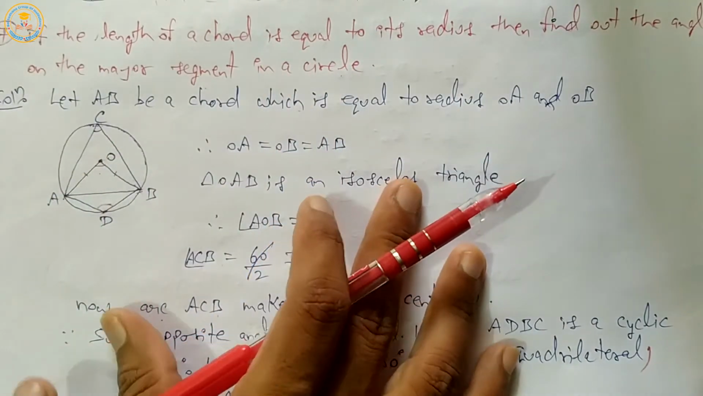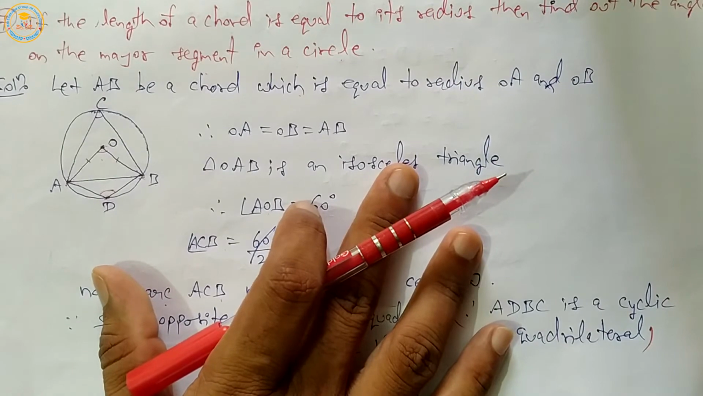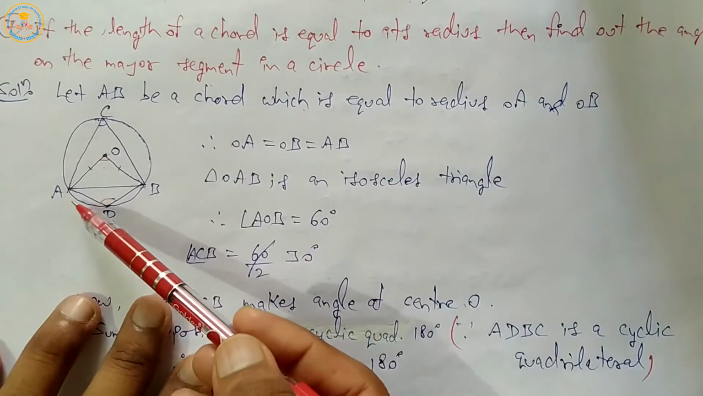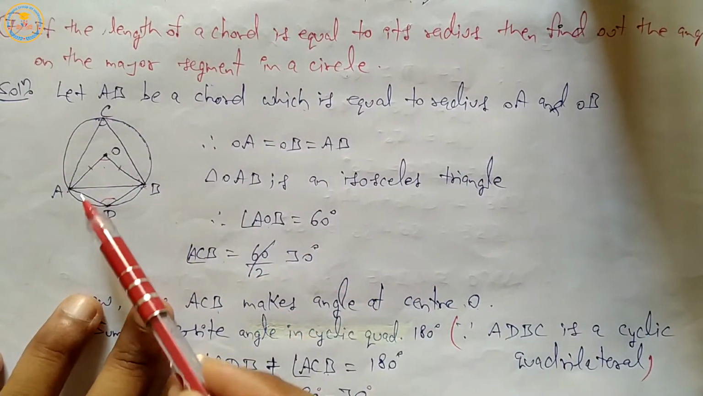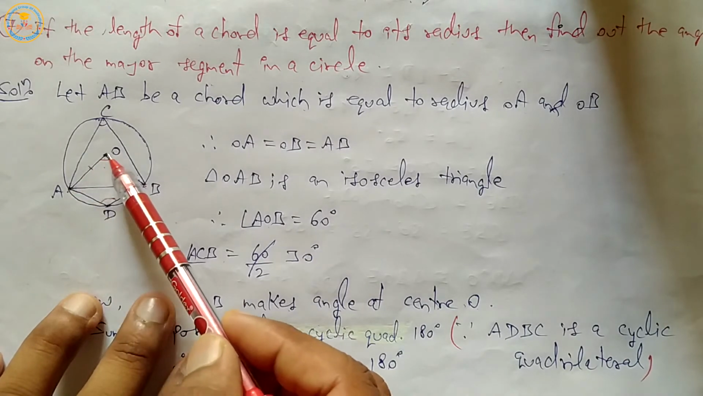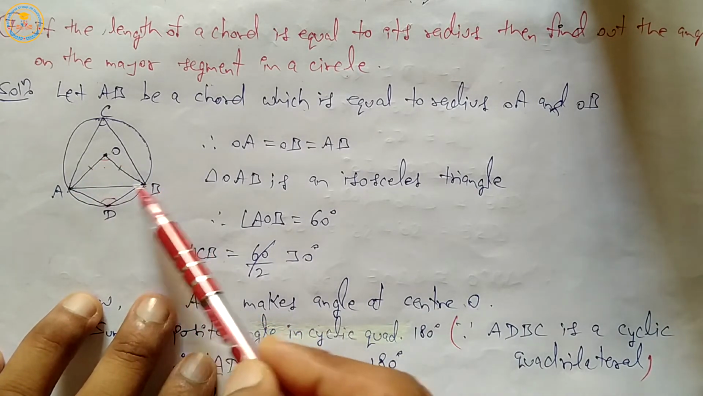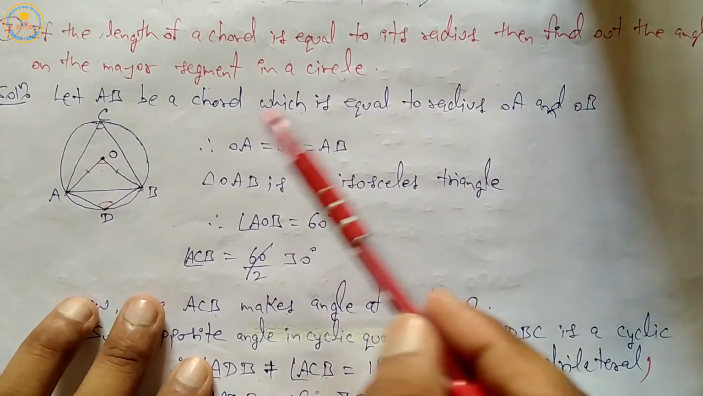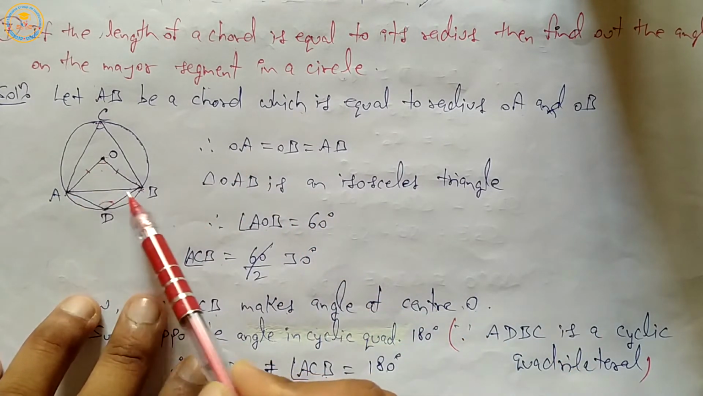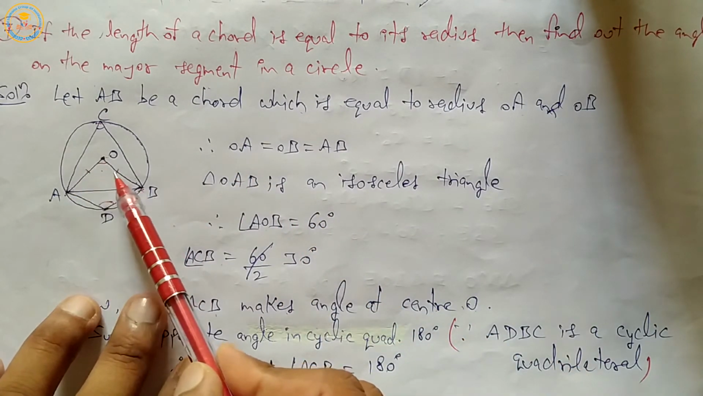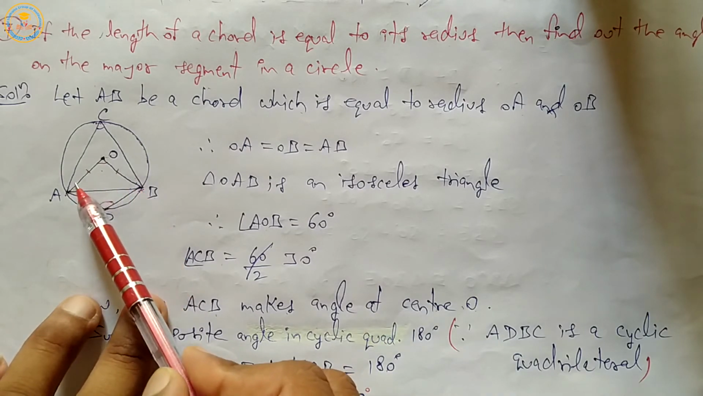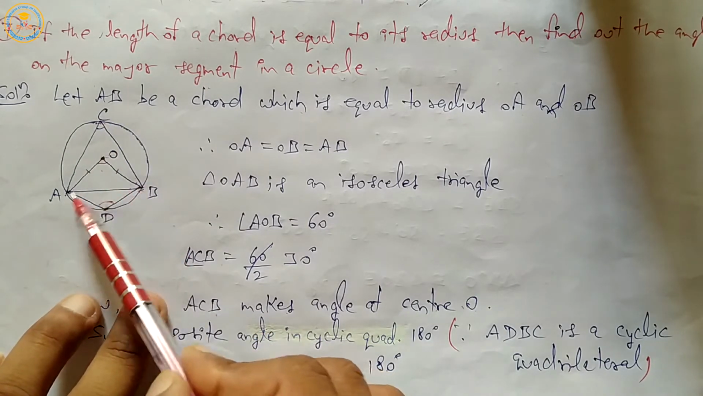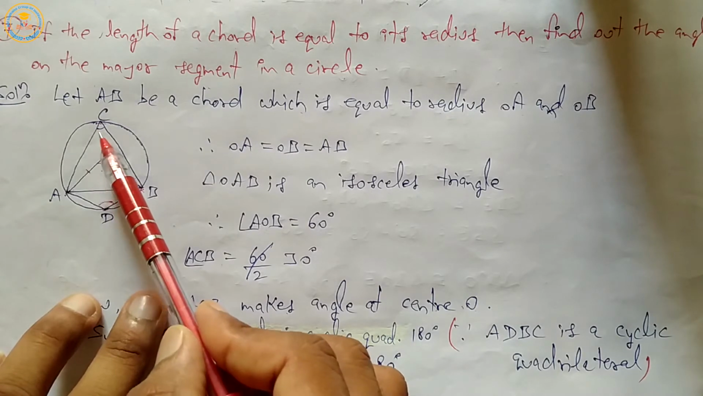Clear? Simple question. First, draw a diagram according to the given question condition: chord equal to its radius. We draw a circle, AB is a chord, and OA and OB are radii. So OA, OB and AB are equal because the length of the chord is equal to its radius. Therefore, OAB is an isosceles triangle. Corresponding sides are equal, so corresponding angles are also equal. So 60 and 60, it means this one is also 60. ACB is half of AOB, so O is 60 and C is 30 degrees.